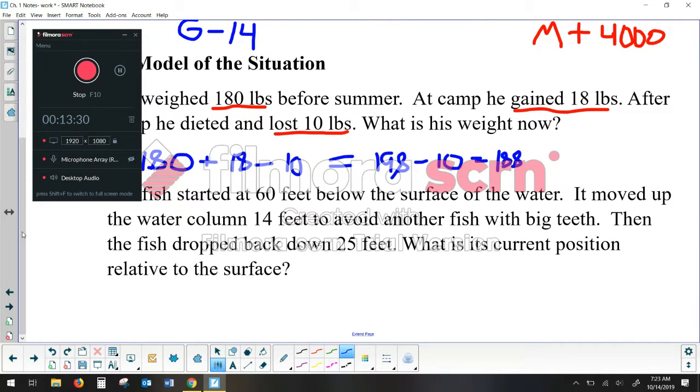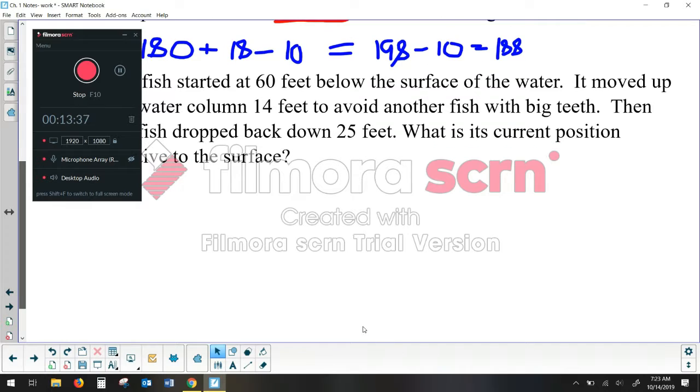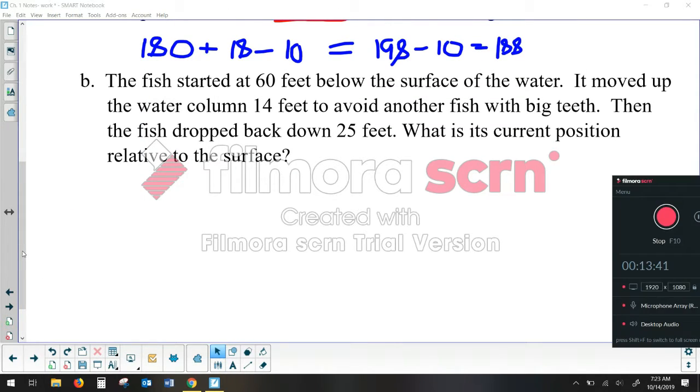Okay, now we're talking about our fish. So what our problem says is we have a fish. The fish started at 60 feet below the surface of the water. It moved up the water column 14 feet to avoid another fish that had really big teeth. Then the fish dropped back down 25 feet. What is its current position relative to the surface?